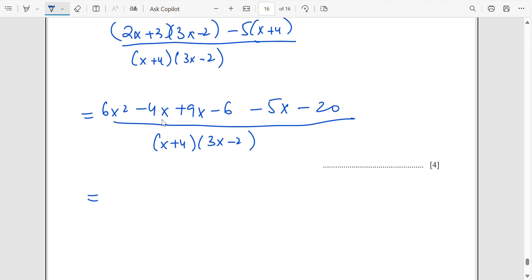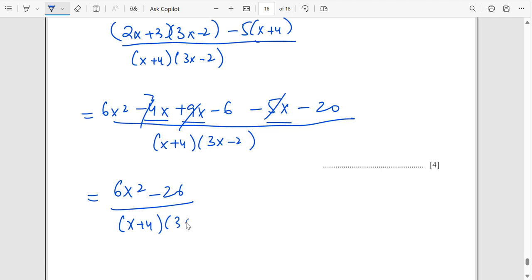So over here, these are the like terms. So minus 4 plus 9 gives us positive 5, and positive 5 minus 5 gives us 0. So these can be cut out. So we have 6x squared, minus 6 minus 20 will give us minus 26, over x plus 4, 3x minus 2. So this is our final answer.